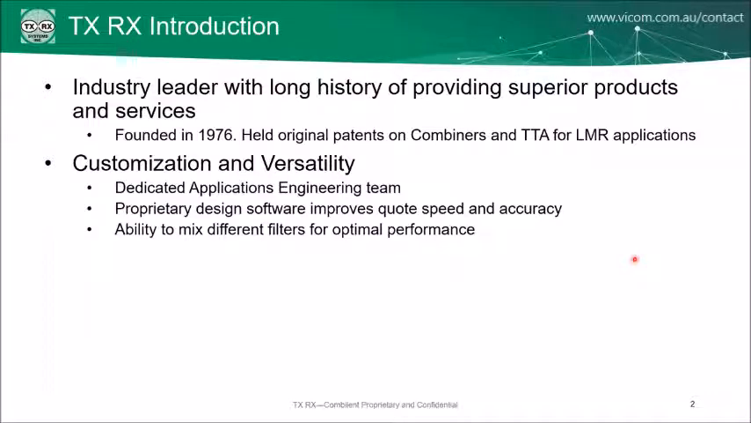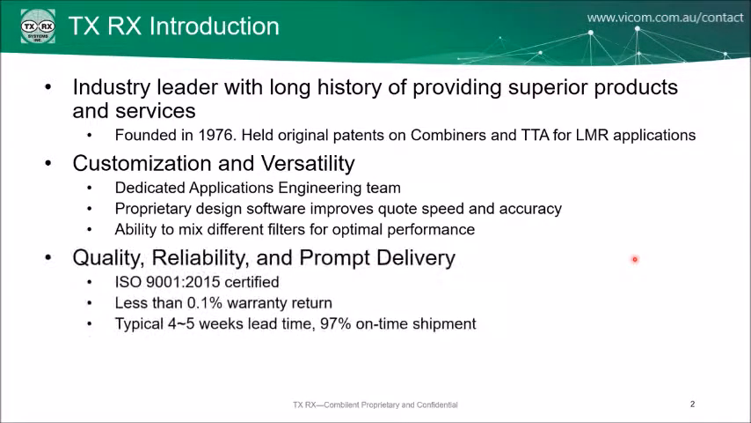This means that between the engineers and the proprietary design software that we've got, we can mix and match all sorts of different filters to give the optimal performance for everything that you need for your sites. If you have any questions about if we can do something, we'll answer them for you. The third thing to know about us is that we've got a history of quality, reliability, and prompt delivery. We're ISO 9001:2015 certified. We have less than 0.1% warranty return. Typical lead time is about 4 to 5 weeks, 97% on-time shipment, and if we're late, we'll let you know.